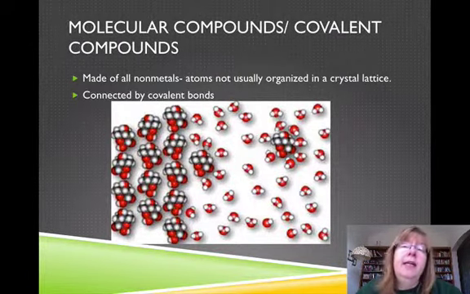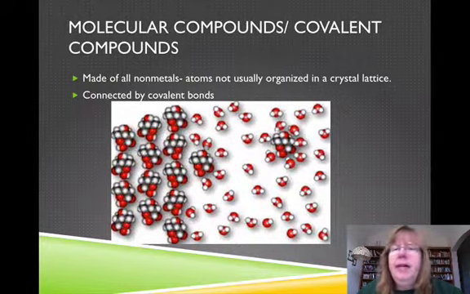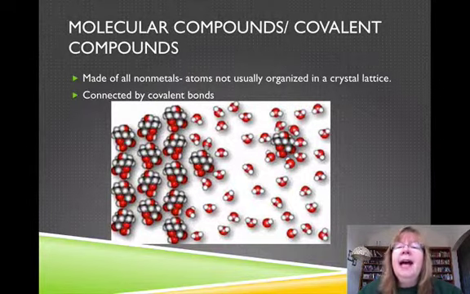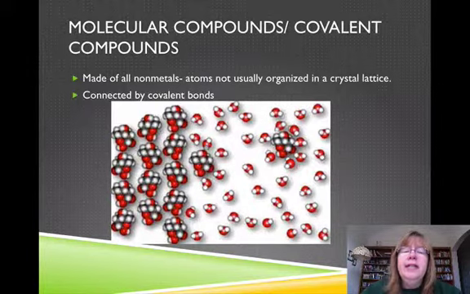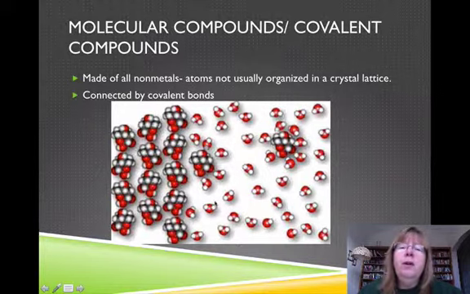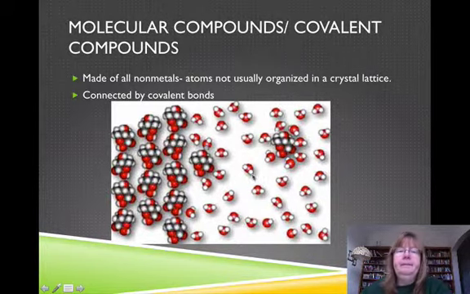Let's talk about molecular compounds. They use covalent bonding, and so sometimes they're called covalent compounds. So they're the same thing, molecular covalent compounds. These are made of all nonmetals, and the atoms are not usually organized in a crystal lattice at all. And so here you can see down in this picture, this I believe is sugar. It's just kind of like a blob of all the atoms together, and here are water molecules here, and there's no crystal lattice like we saw in the ionic compounds. And these atoms are connected by covalent bonds.